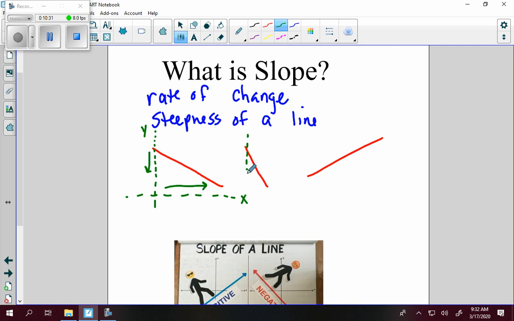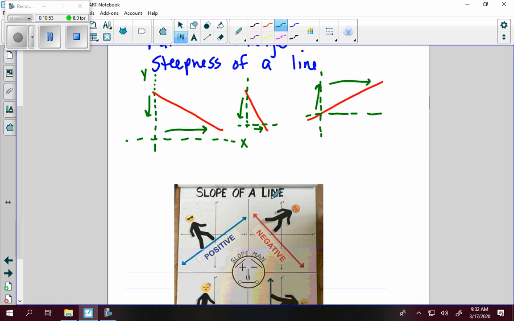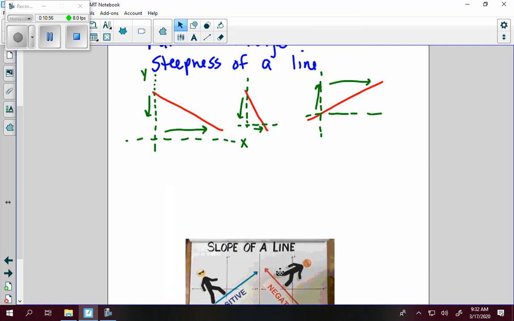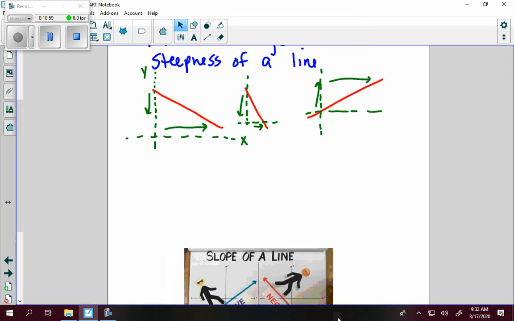If I were to do this one, I would have to go down and then over. If I were to compare this line, I would have to go up and then over to get to the steepness of my line. So that would mean that I would give you my change in my x values. I would go up or down, and then I'm always going to go to the right. I always read my graphs from left to right. It's just easier that way for me.